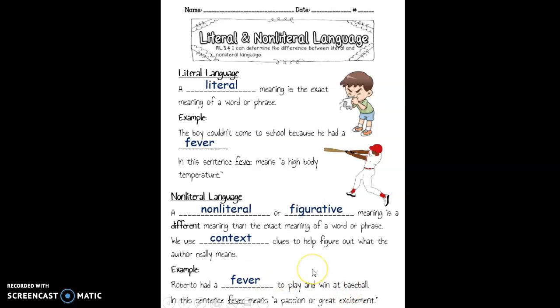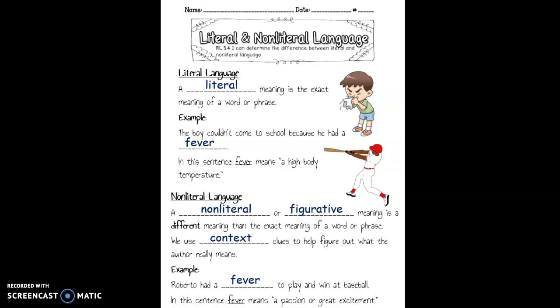Is Roberto sick in that sentence? No, remember in the story, Roberto just really liked baseball. So in this sentence, fever means a passion or a great excitement. This is a non-literal meaning for the word fever. Roberto is not sick. He just really, really likes baseball.